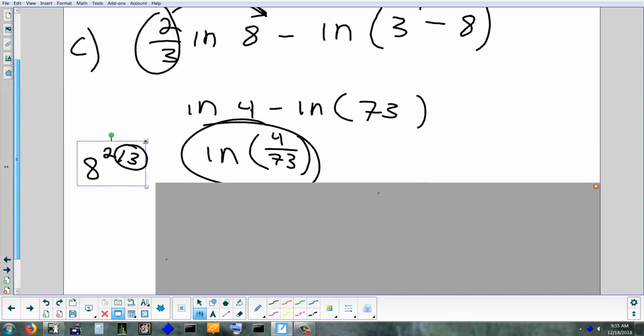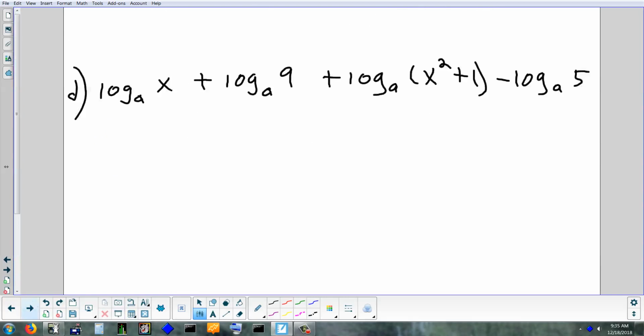All right, so let's look at the last one. When you look at it at first, it kind of seems like it could be really awful, but you're going to be able to do this all in one step. When I combine that all into one log, what's my base going to be? A. Now I have a plus and a plus. When you have pluses, what do you do with the arguments to combine them together?